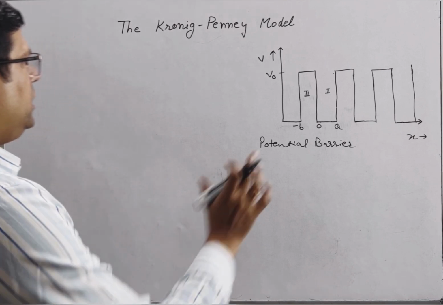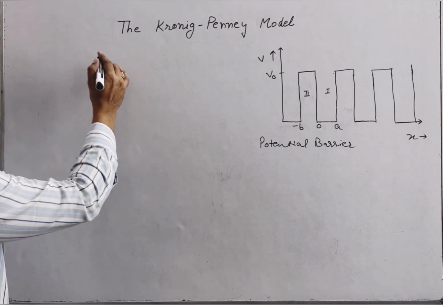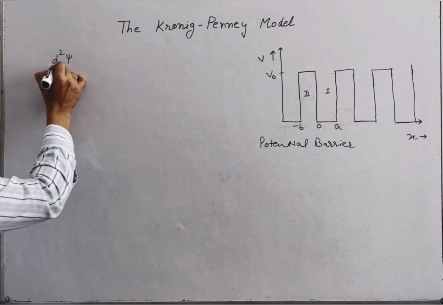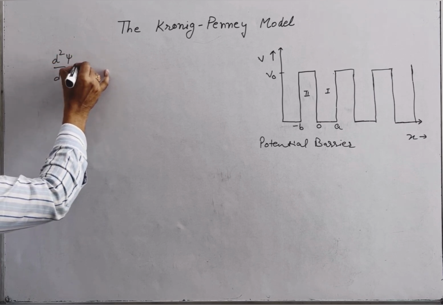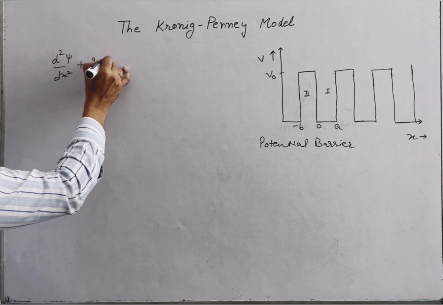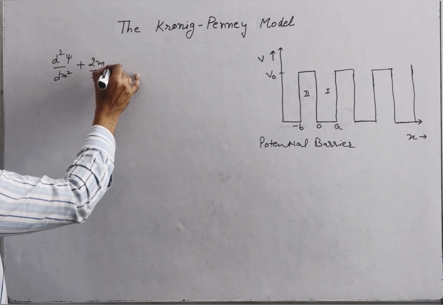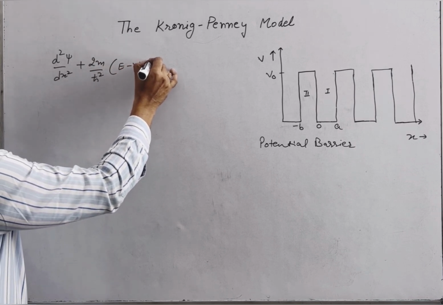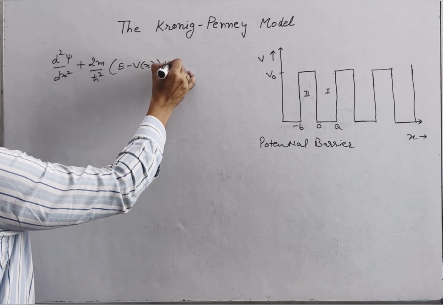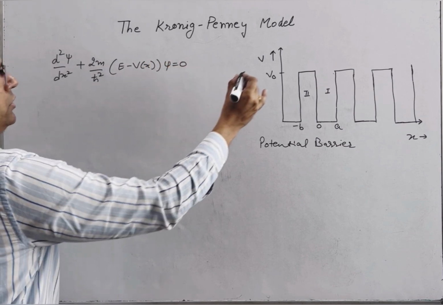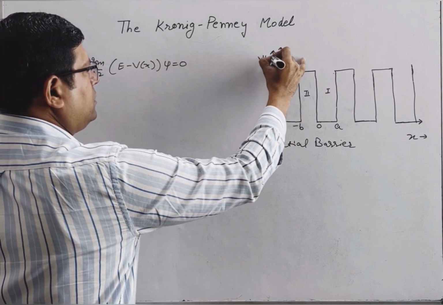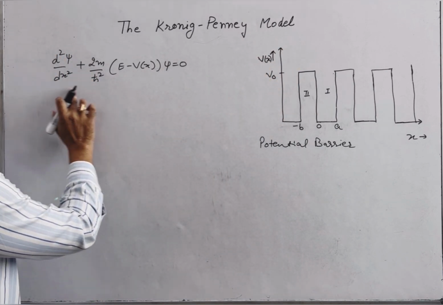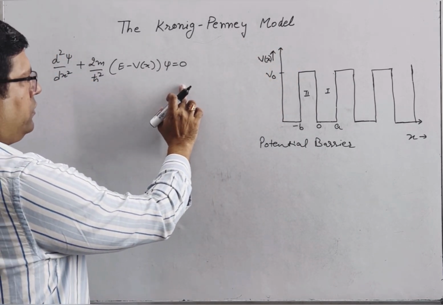Now the general Schrodinger equation in one dimension is d2 psi upon dx square plus 2m upon h cut square into E minus V(x) into psi equal to 0. This potential is a function of x. Okay, this is the one-dimensional Schrodinger wave equation.